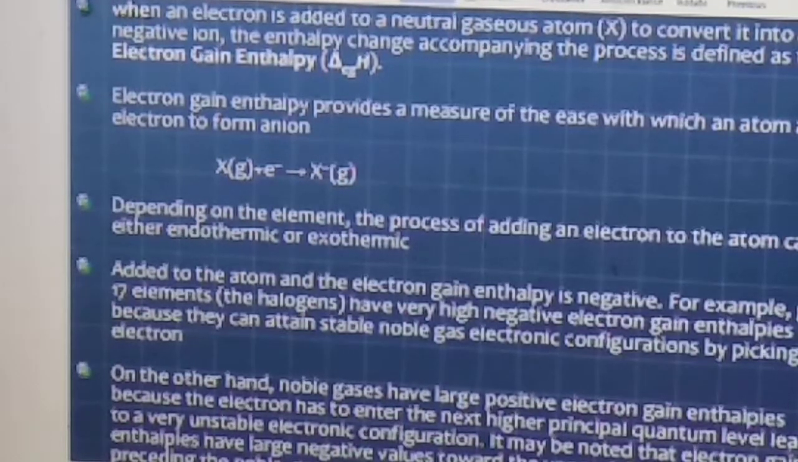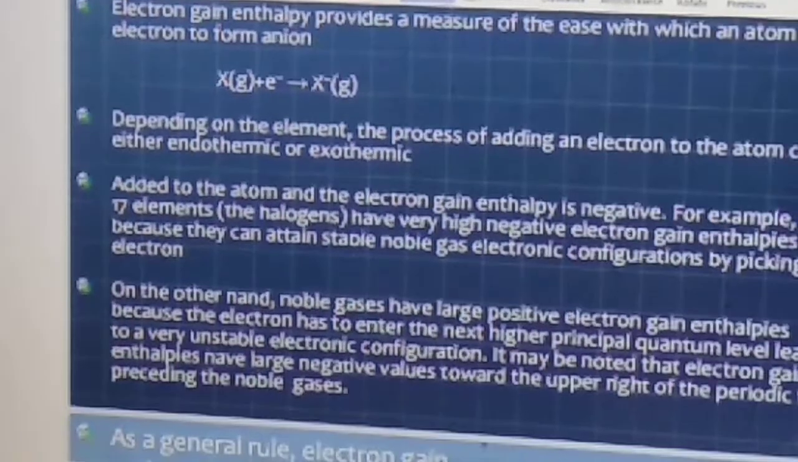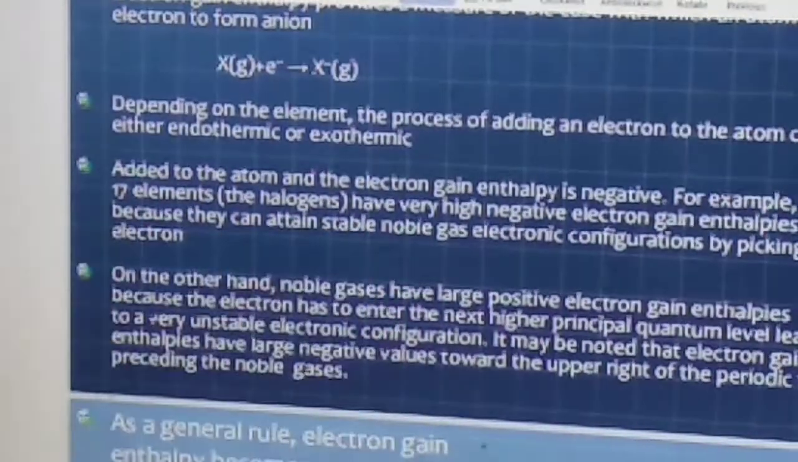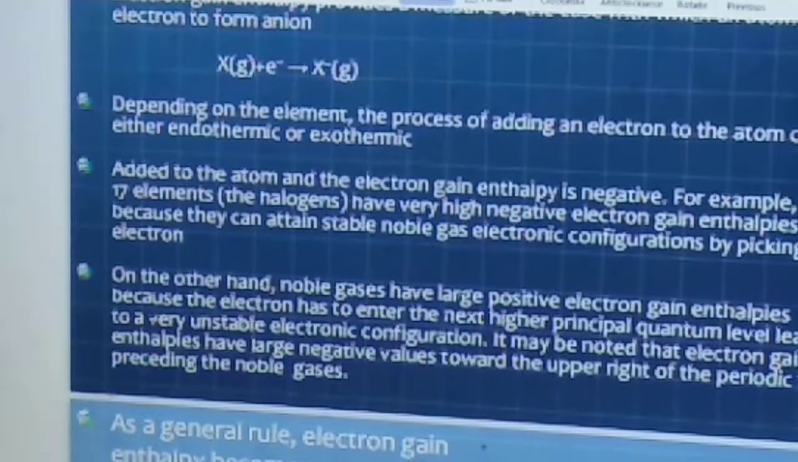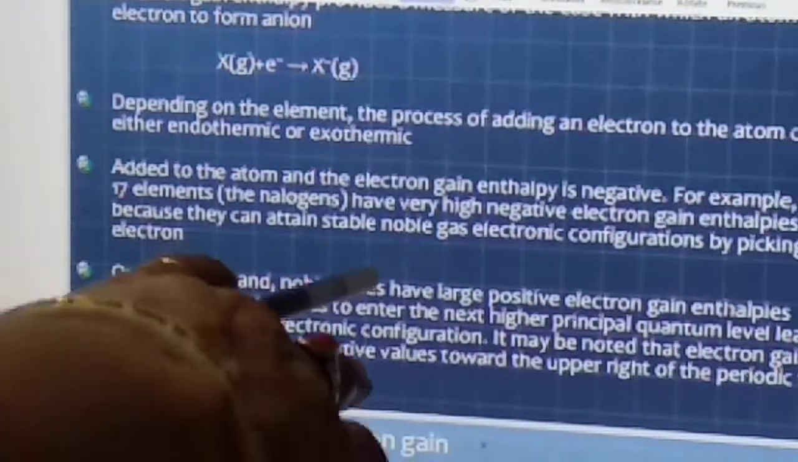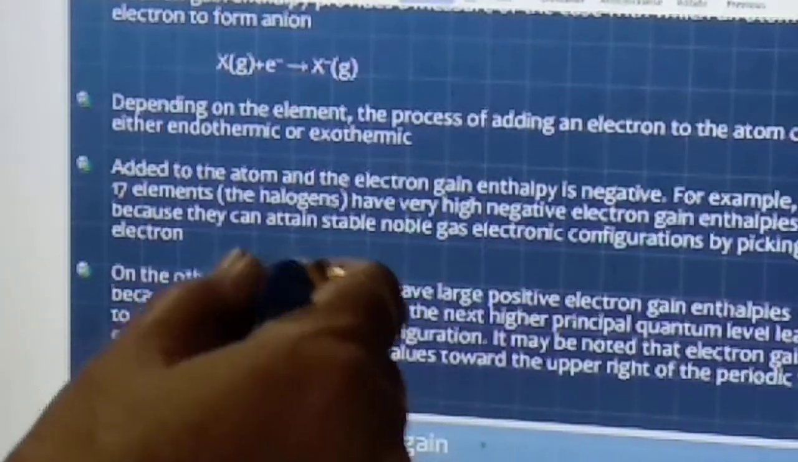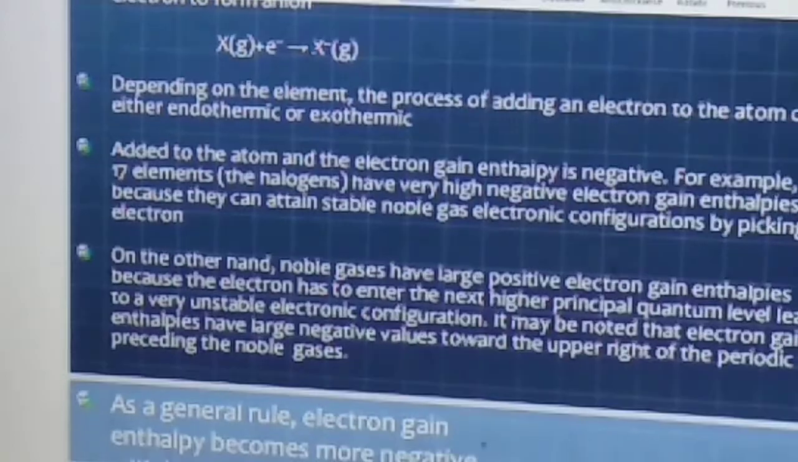For example, group 17 has a negative electron gain enthalpy. On the other hand, noble gases, as I just told you, have no tendency to take electrons. But if an electron is added to a noble gas, energy will be needed. So this will be a positive electron gain enthalpy.